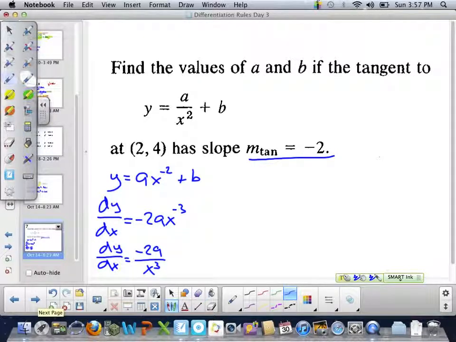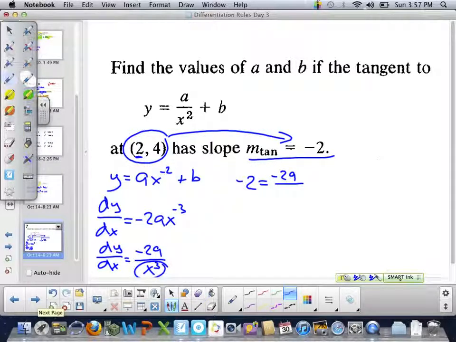I know that at (2, 4), my derivative is negative 2. So that means the x value is 2. So negative 2 equals negative 2a over x to the third. My x value is 2, so 2 to the third is 8. And now I just solve for a. Let's multiply to get rid of the fraction. Negative 16 equals negative 2a. Divide by negative 2, and a is 8.